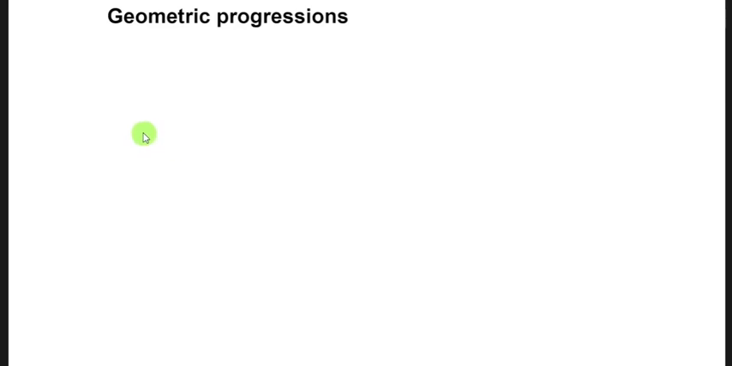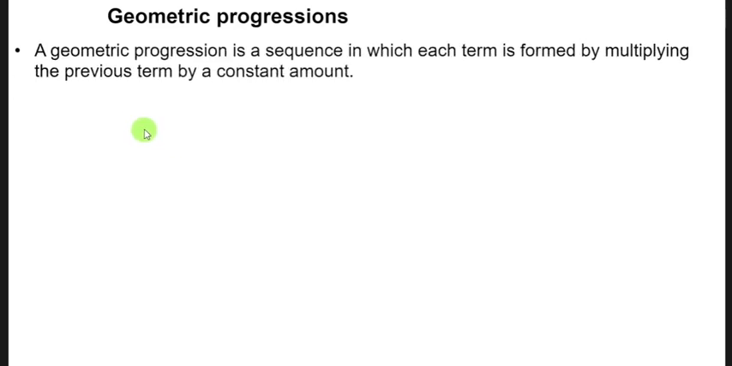We are saying a geometric progression is a sequence in which each term is formed by multiplying the previous term by a constant amount. So you have heard it: a geometric progression is a sequence in which each term is formed by multiplying the previous term by a constant value.